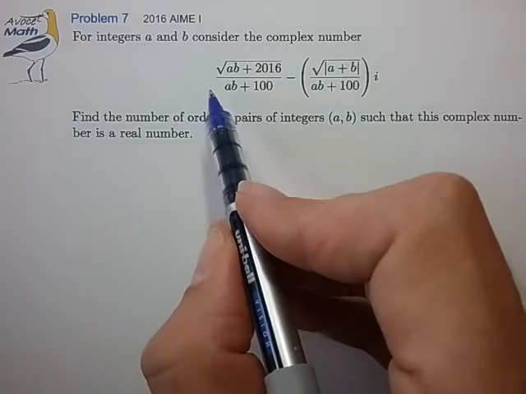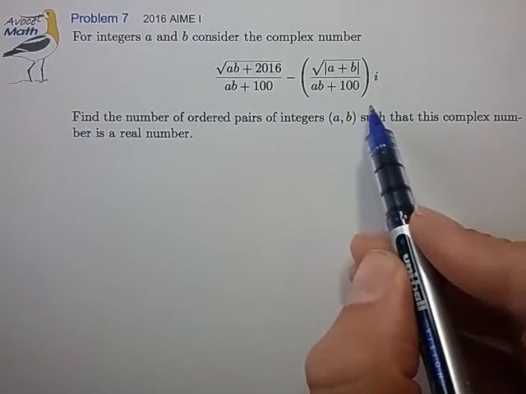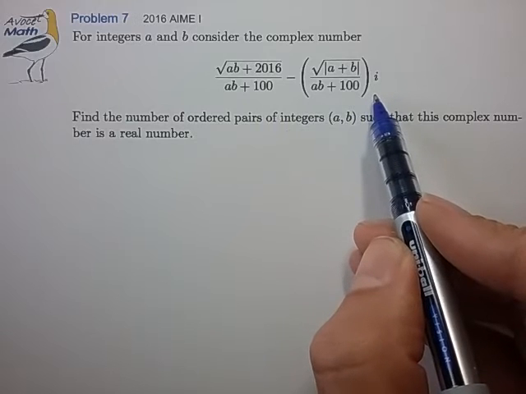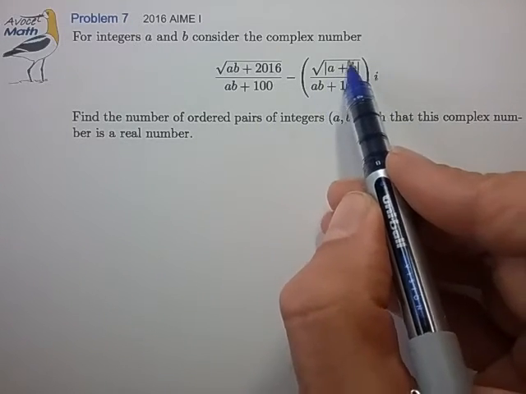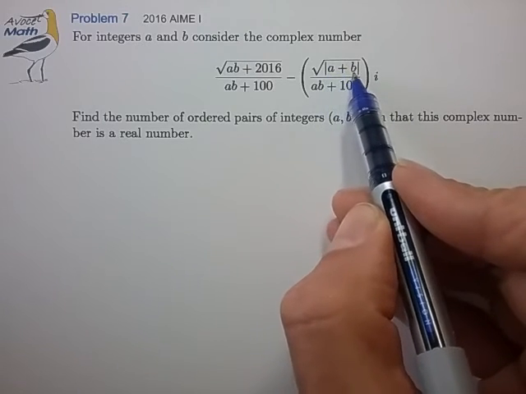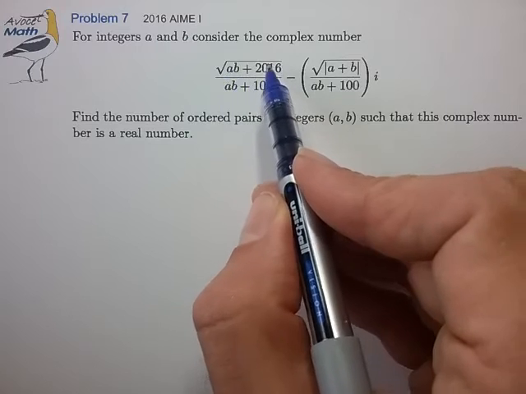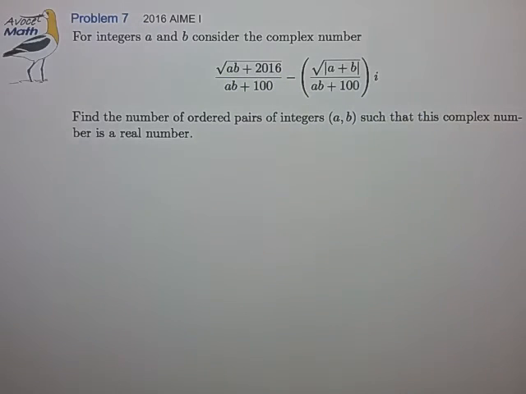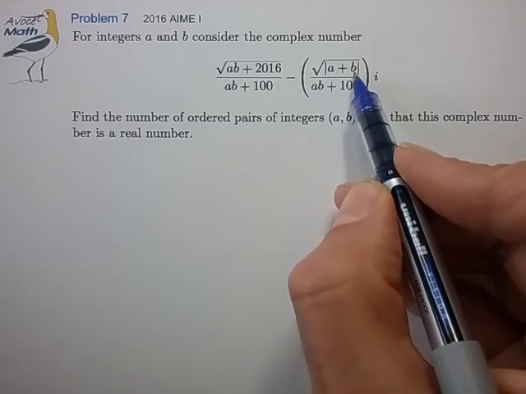So in looking at the expression for our complex number, I noticed that there are two ways to eliminate the imaginary component. One way, probably the simplest, is to just force a plus b to equal 0. And as long as the expression under the square root is positive, that will eliminate the imaginary component. So let's try that method first. Let's look to make a plus b equal to 0.